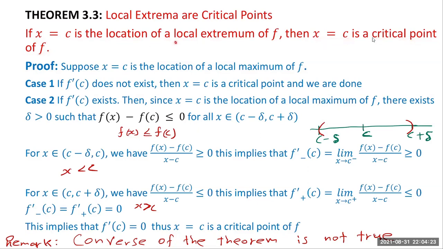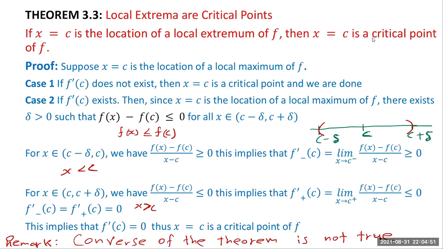Notice that, what do we mean by local extremum? Local extremum means it's a local maximum or a local minimum. That's what we mean by local extremum. So again, the statement: if x is equal to c is the location of a local extremum of f, then x is equal to c is a critical point of f. That's what we need to prove. Let's prove this theorem.